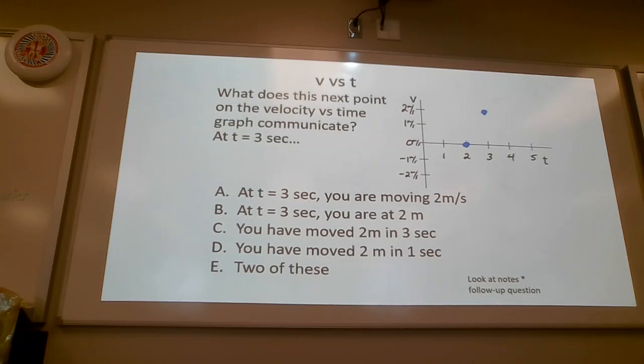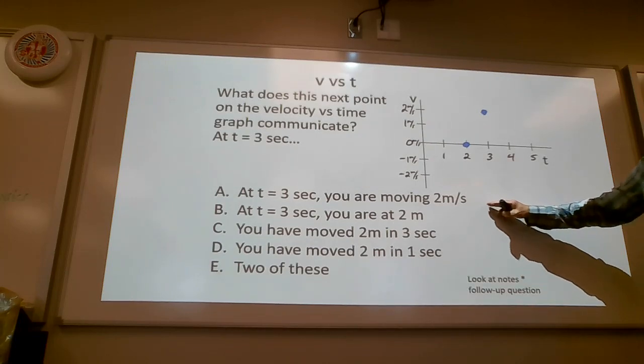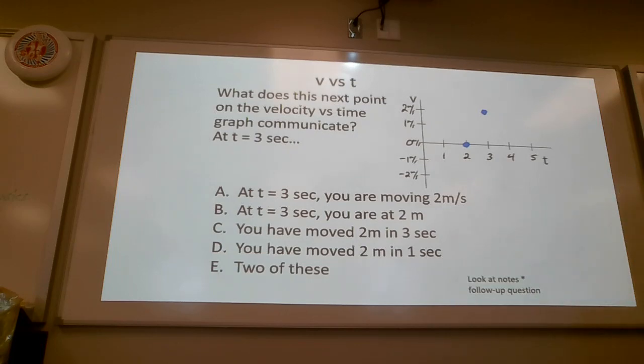Okay. This question has proven not to be beneficial for you guys to talk to each other. I'm just going to tell you straight out. Correct answer is only A. Here's where the rest of these fall apart.